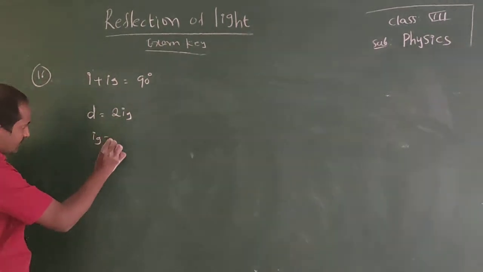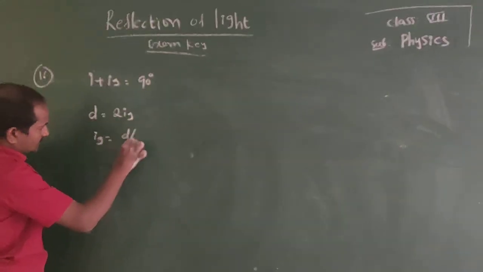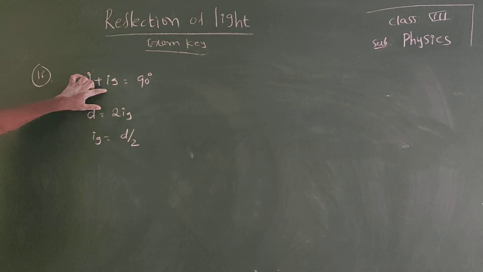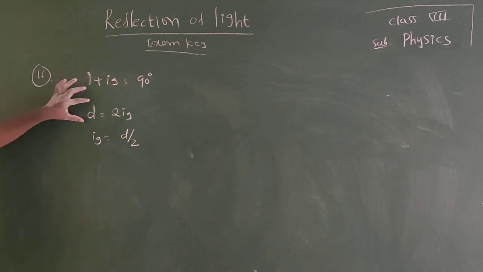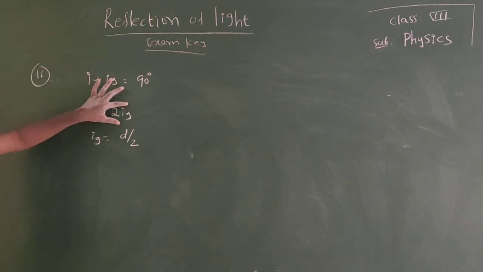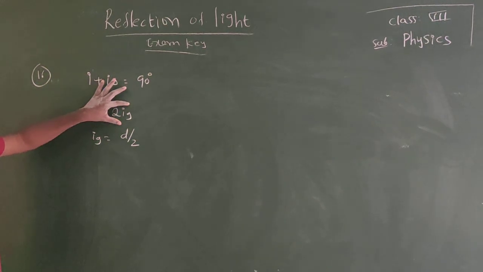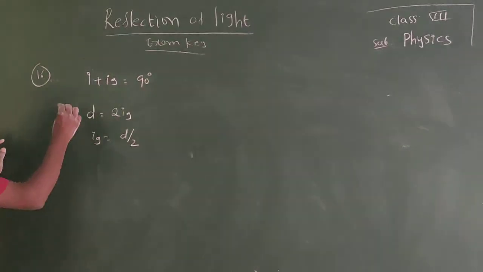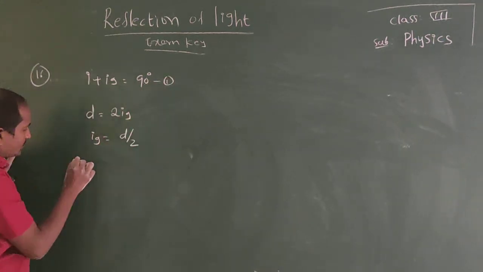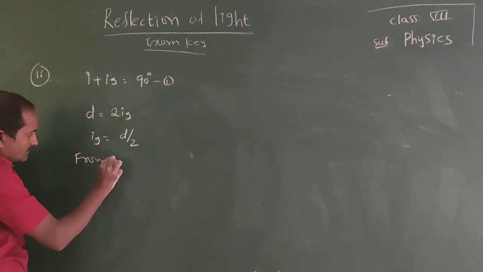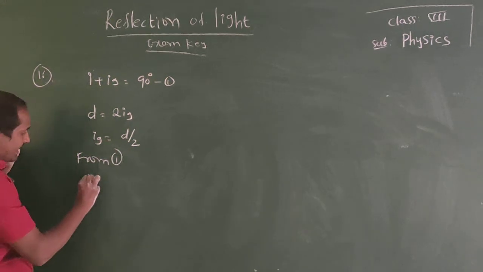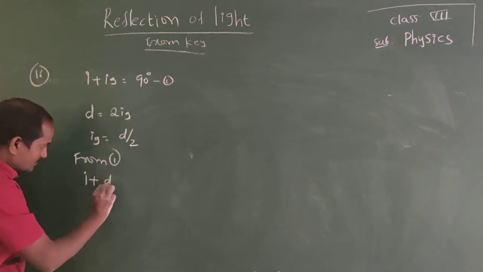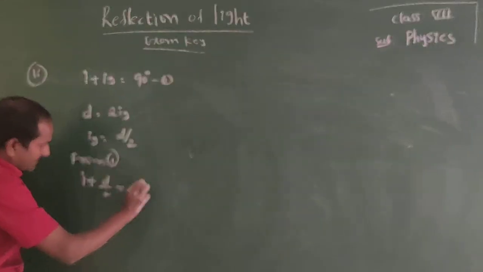Therefore, from this we can write Iz is equal to d by 2. Deviation equals 2 into glancing angle of incidence or glancing angle of reflection. Therefore, Iz is equal to d by 2. So from the first equation, I plus Iz equal to 90 degrees.